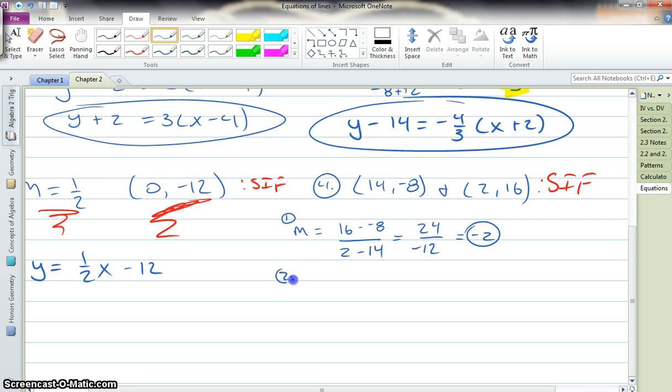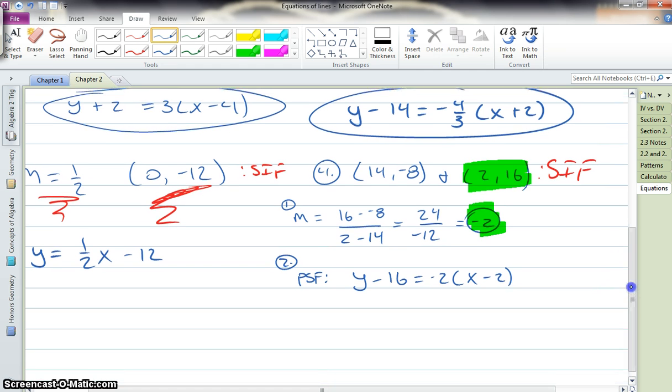Alright, now, the second step is we're actually going to write it in point-slope form first, because we can't jump right to slope-intercept form because I don't know what my intercept is. All I know is 2 points. So I have a slope of -2, and I'm going to choose the point 2, 16 just because they're both positive. It might be easier to work with. So I'm going to write in point-slope form first. So y minus y1 equals m times x minus x1.